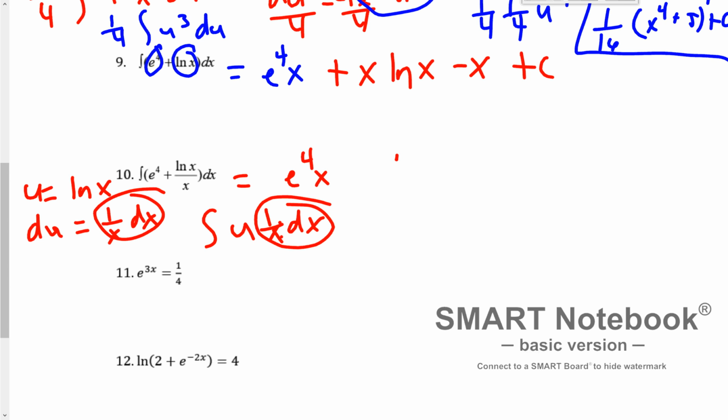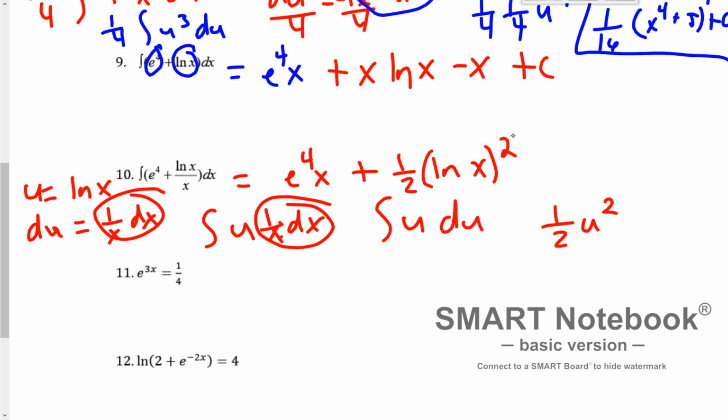So the integral, let me move that down. Integral of u du is just adding 1 to the exponent and dividing by that. Right, so then we can go ahead and place what u was back in there. So 1/2 ln of x, and that's being squared. And then we can add c at the end. So there you go for that one.